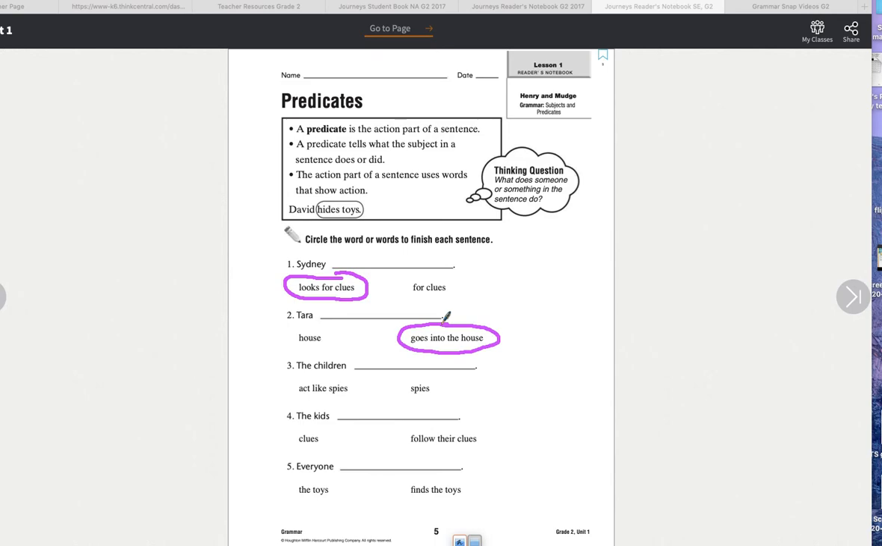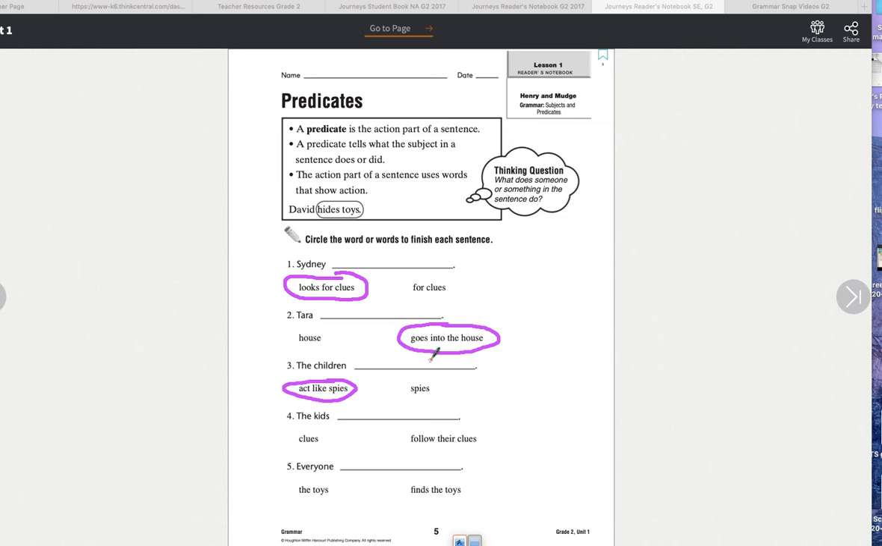Now, number 3, our subject is the children. And we have "the children act like spies" or "the children spies." Jake, which one do you think best fits the sentence? The children act like spies. Yes. The children act like spies is a complete sentence.